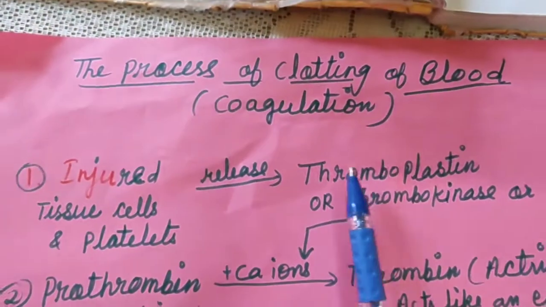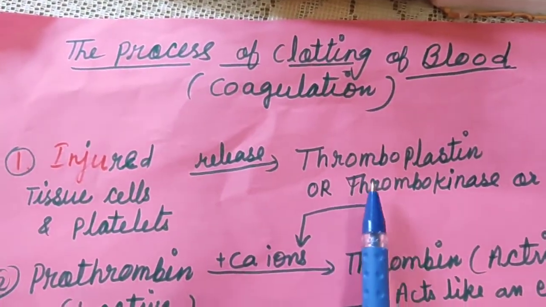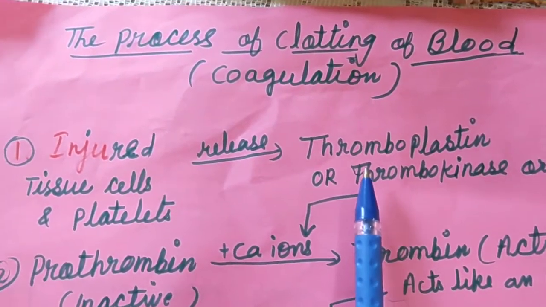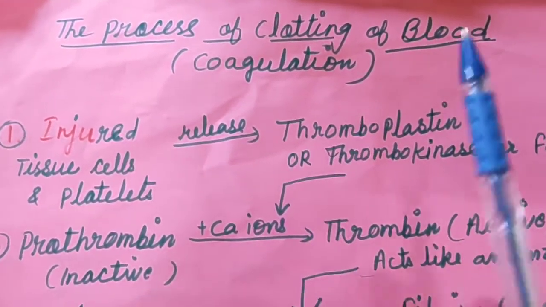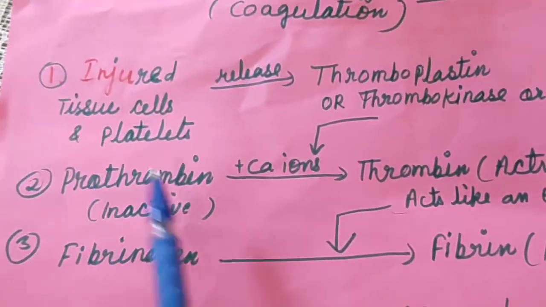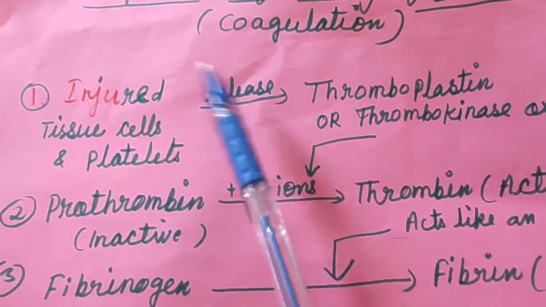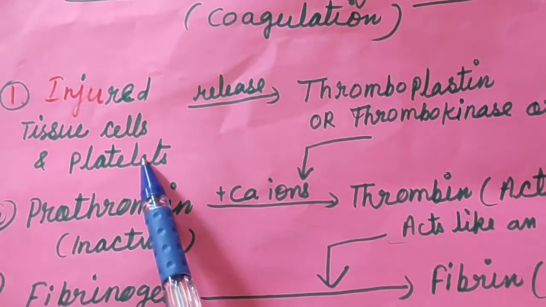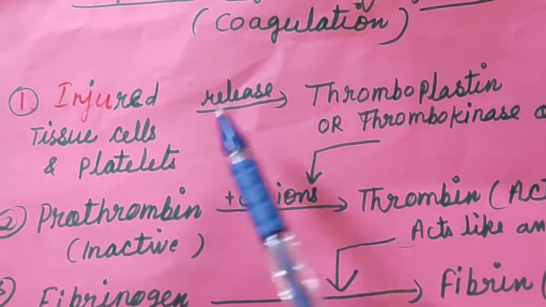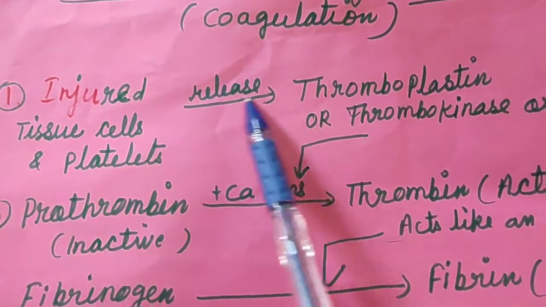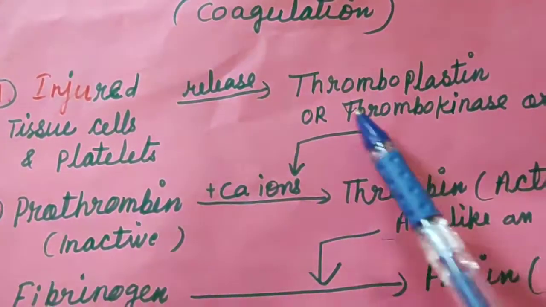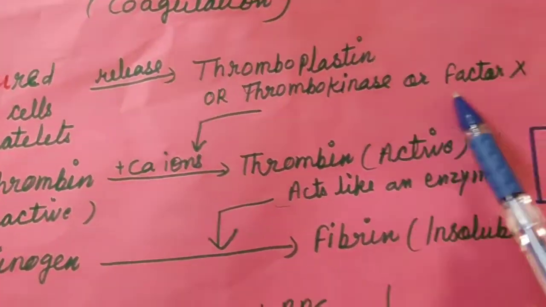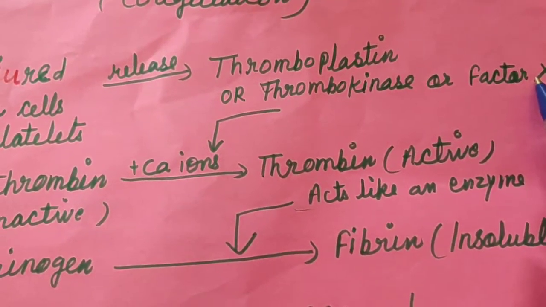And I told you in previous video, blood platelets are called initiators of clotting of blood. Now we will see how blood clots. Here is a flow chart. The injured tissue cells and the platelets disintegrate at the site of wound and they release a substance. What is the name of that substance? Thromboplastin or thrombokinase or factor X.